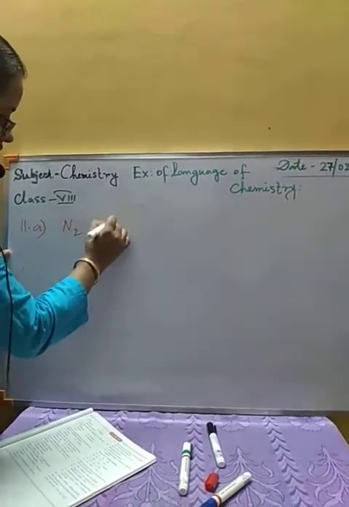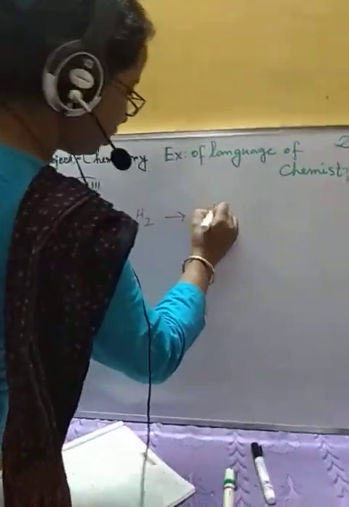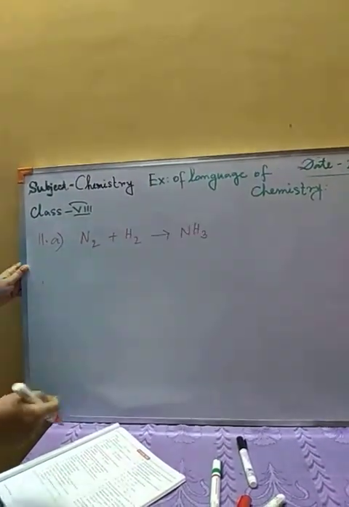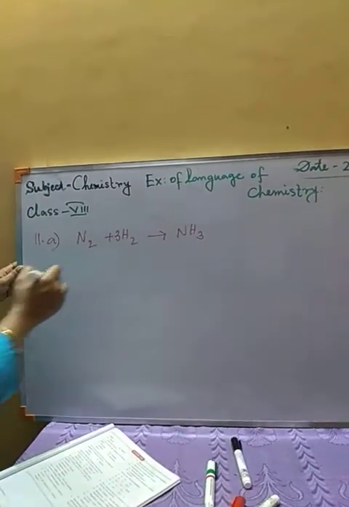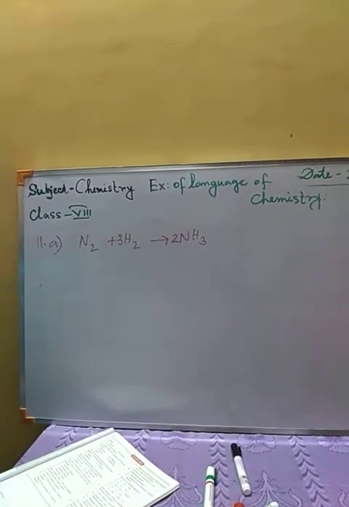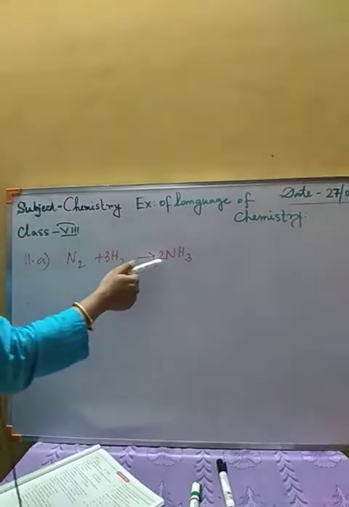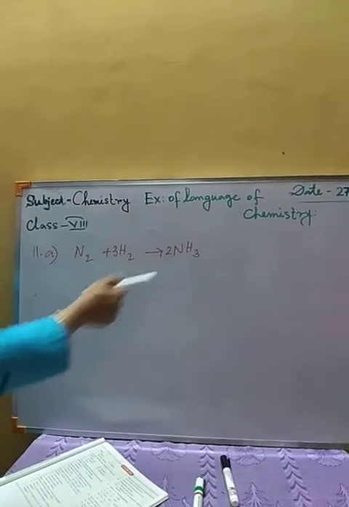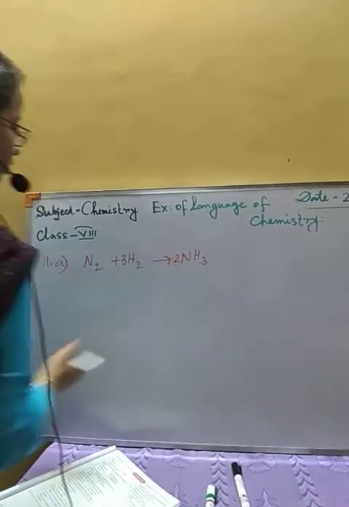nitrogen plus hydrogen, from this we are getting ammonia. Just now we have done the balance. As 3 hydrogen is there this side, here we have to multiply this with 3, and the number of hydrogens is 3 into 2, 6, so we have to make it 6. So if we write 2 before ammonia, then nitrogen also will be balanced and hydrogen also can be balanced. So this is the balanced form of this equation.